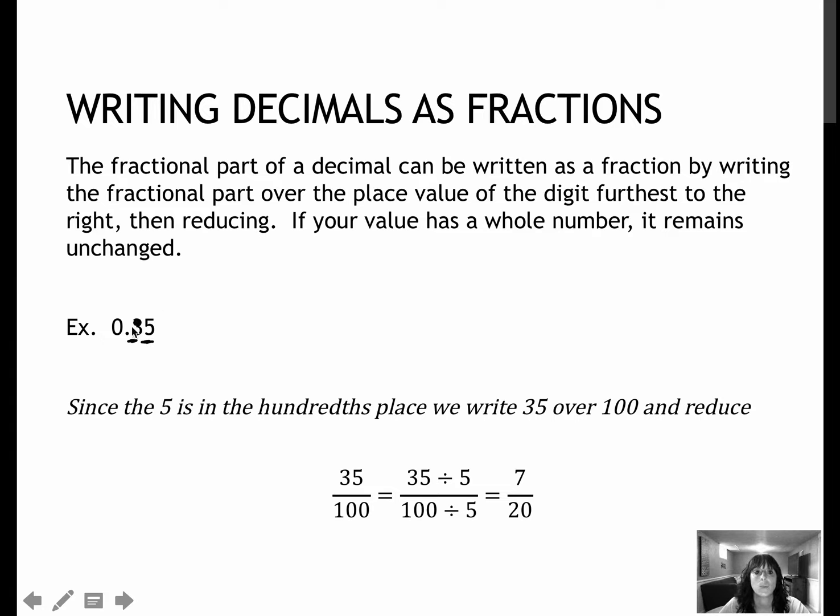And since we are dealing with the hundredths place, I'm going to put the 35 over 100. Then, as we normally would, we would just reduce the 35 and the 100. In this case, I would divide by 5 because there's a common factor of 5 on top and on bottom, and I get 7/20.